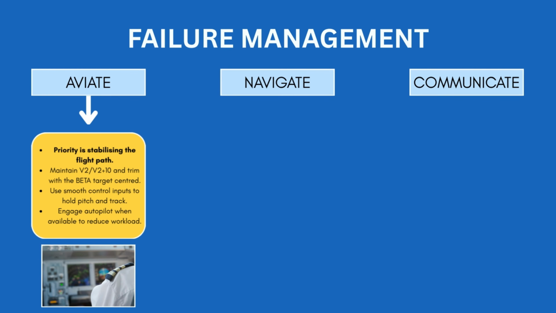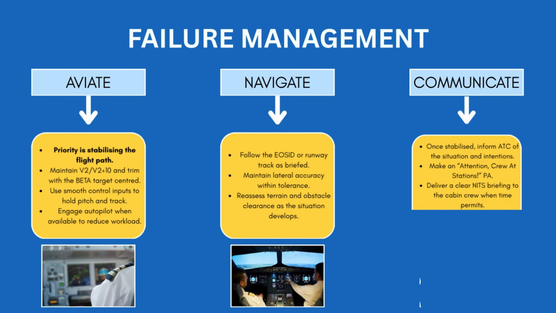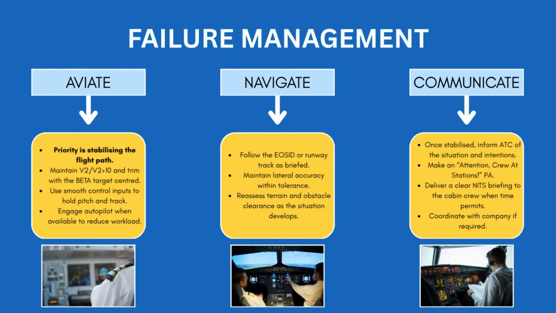Under navigate, follow the engine out SID, or runway track as briefed. Maintain lateral accuracy within tolerance. Reassess the terrain and obstacle clearance as the situation develops. For communicate, once stabilized, inform ATC of the situation and your intentions. Make an attention, crew at stations PA, deliver a clear NITS briefing to the cabin crew when time permits, and coordinate with the company if required.